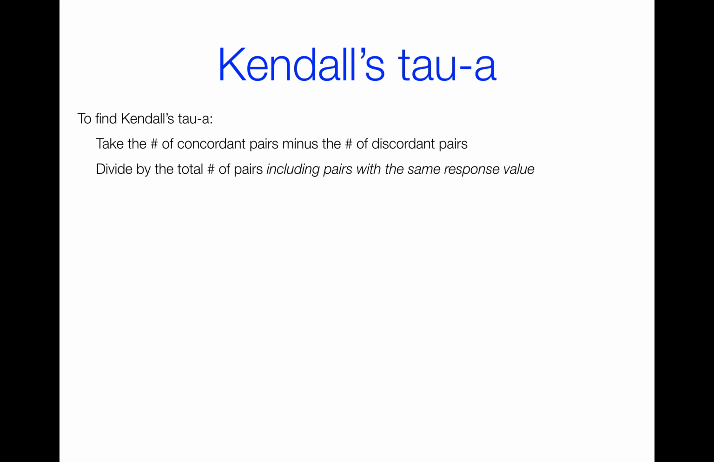What about Kendall's tau-a? Well, we start off by taking the number of concordant pairs minus the number of discordant pairs. Then we divide by the total number of pairs, including pairs with the same response value. So, a little different each time. And, like I said, this is just a very brief overview. The reason being is that technology is going to do this for you, so we don't need to worry too much about that.